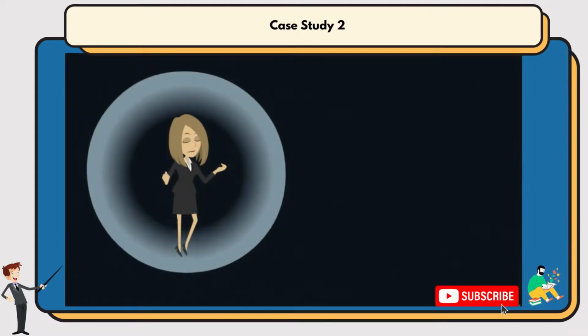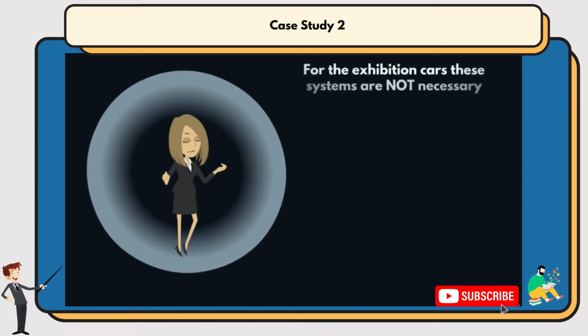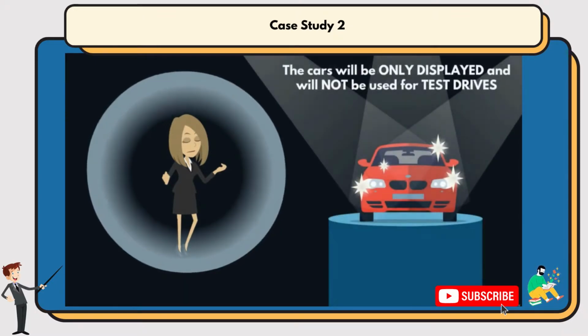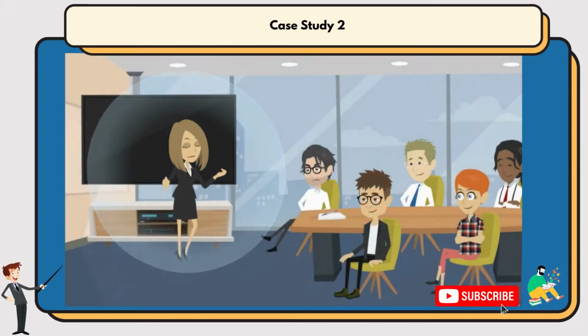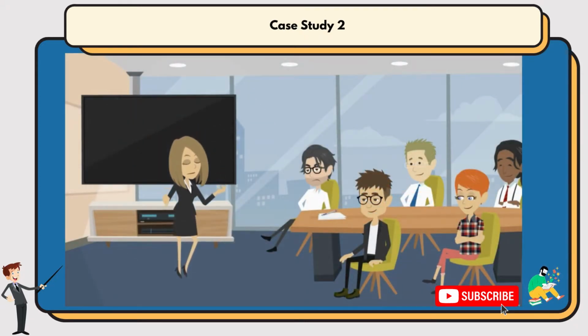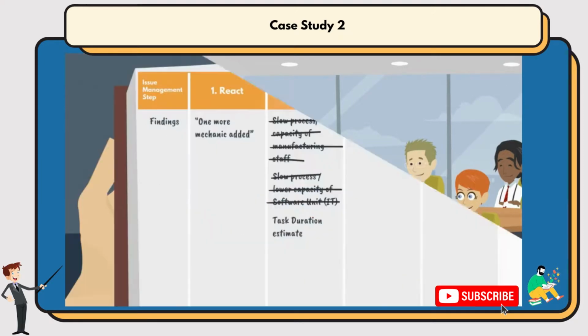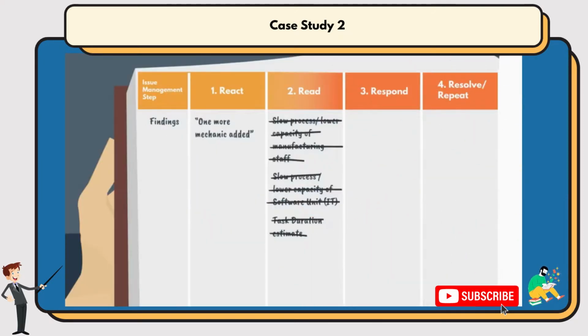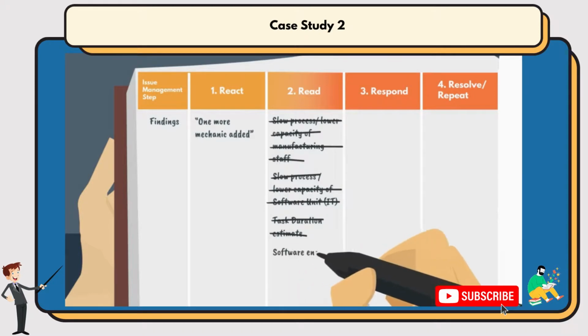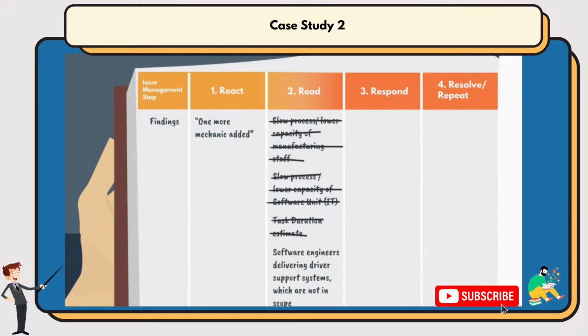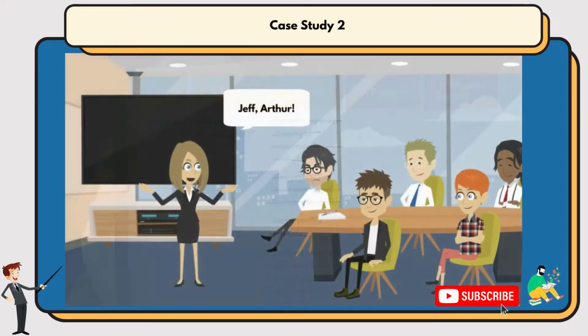She's figured it out. She clearly remembers the memo from the initiation phase. When defining the scope and requirements, the management discussed that point and decided that for the exhibition cars these systems are not necessary. The cars will only be displayed and will not be used for test drives. Only the internal computerization is needed, the monitor, audio and video. Bingo. Ray has finally completed step 2. Read the situation to find the root cause. But it wasn't an easy one.